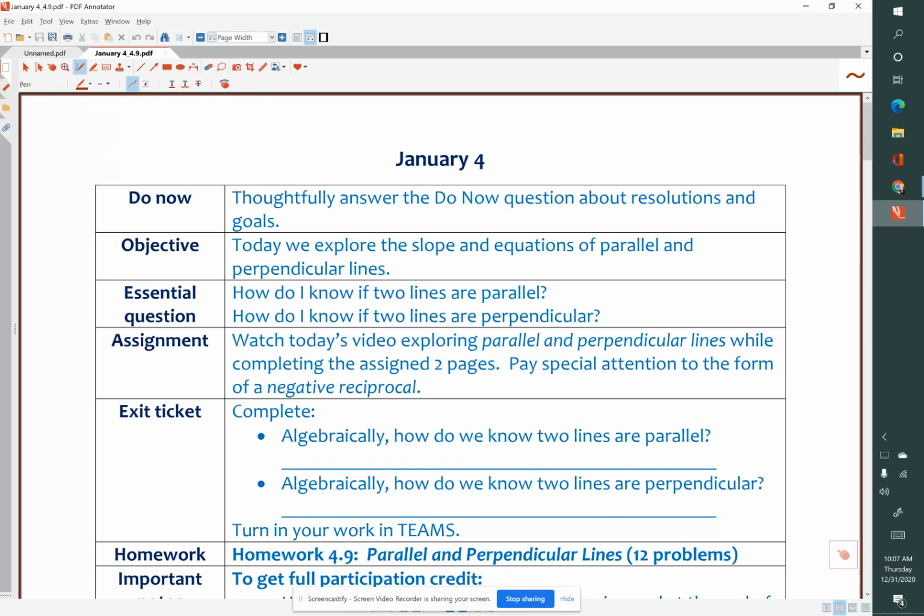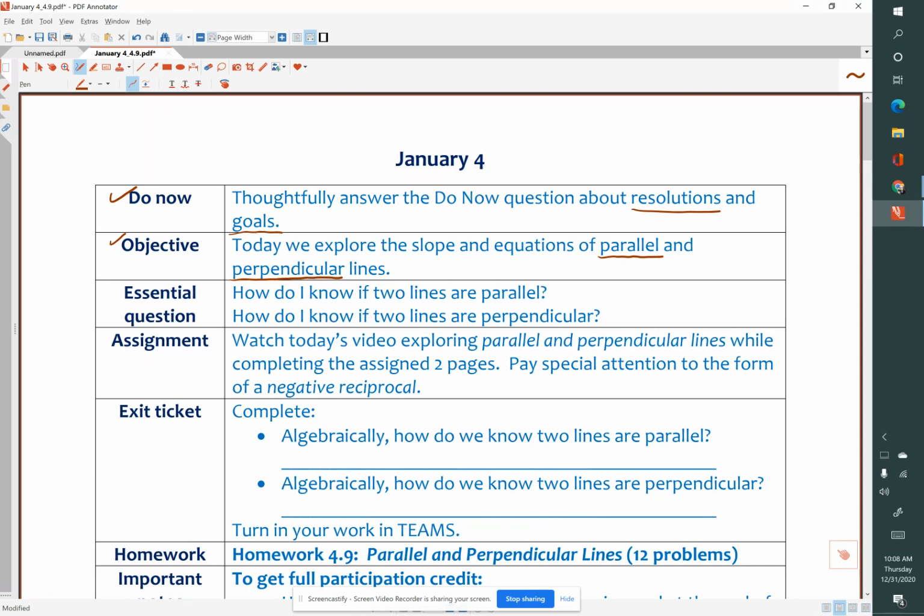Welcome to our lesson about parallel and perpendicular lines. So we will start with our do now. We'll thoughtfully answer the question about resolutions and goals, and we're going to talk about that a lot this week as we begin our lessons. Our objective today will be to explore the slope and equations of parallel and perpendicular lines.